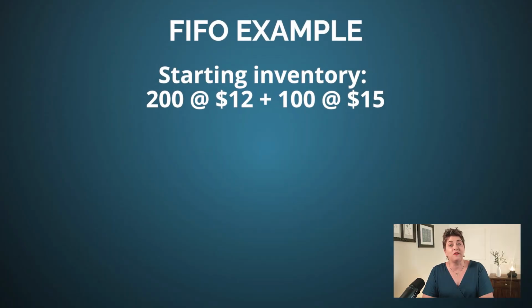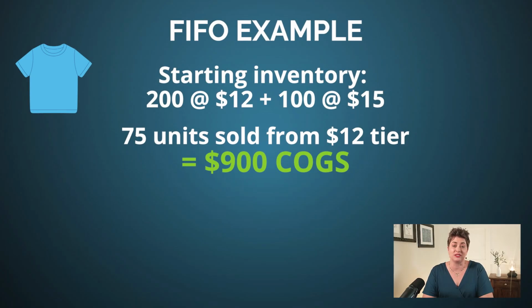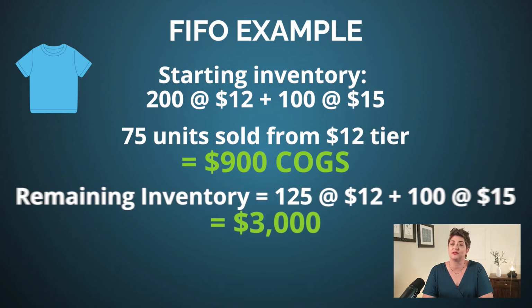Now, to keep things tidy with our example, let's say that you're running the same shirt business. FIFO says sell the oldest first, so 75 shirts from the $12 batch is $900 in cost of goods sold with $3,000 left in inventory. This method makes sense, but just know that when wholesale prices jump, your taxable income may increase more than you expect and may require some tax planning.